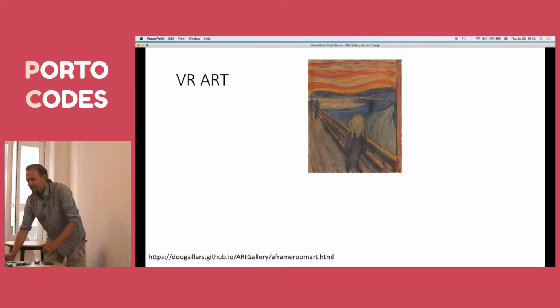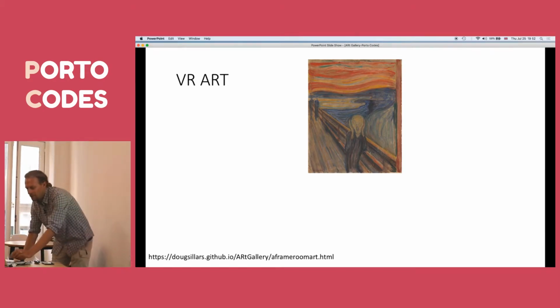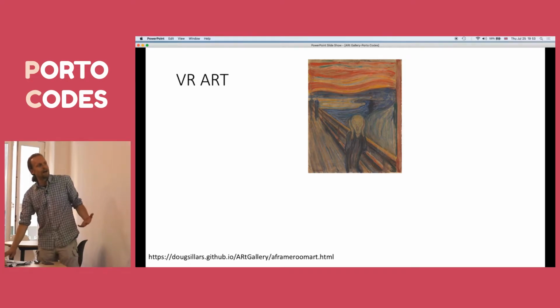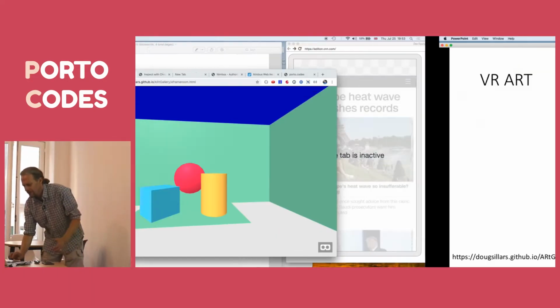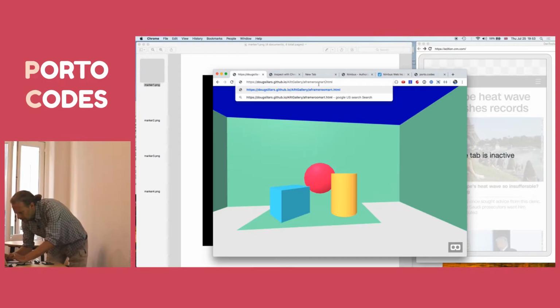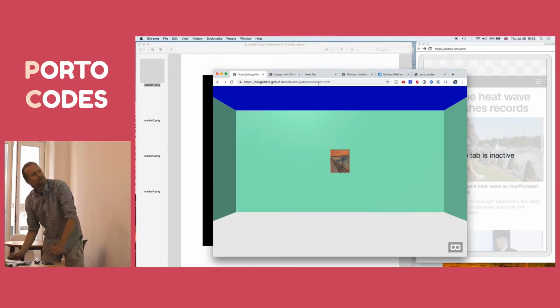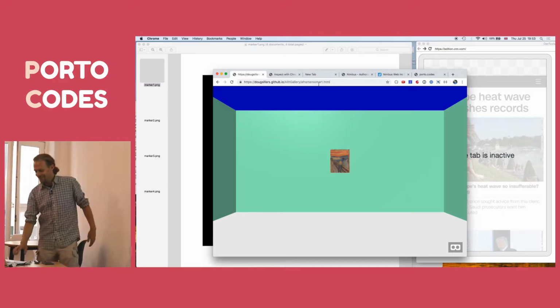All right, so I want to build some virtual reality art. So here we go, A-frame room art. Basically what I did here is I downloaded Scream from Wikipedia. And there it is. It's hanging on the wall. Look, it's an art gallery, just like that.